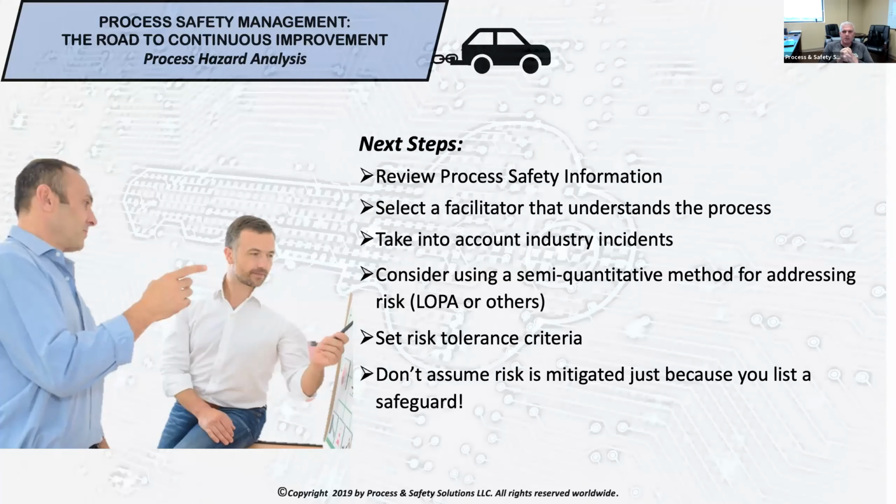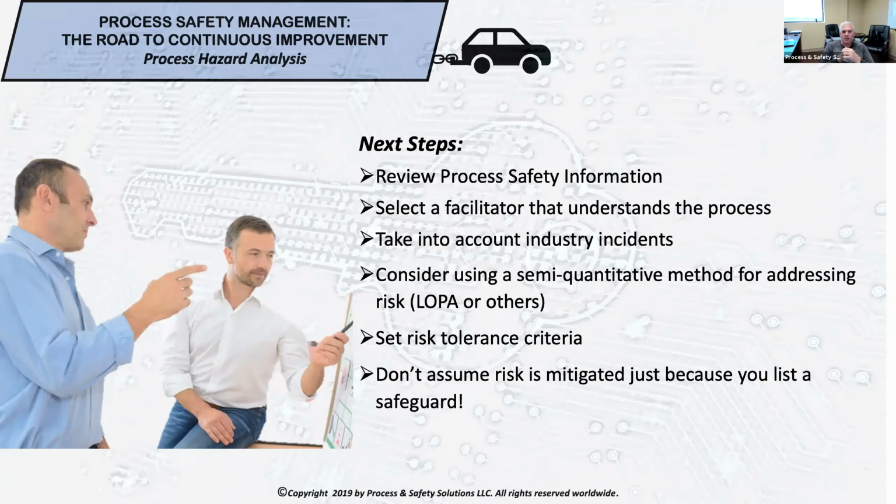Again, take into account industry incidents. Like I said, CSB is a great resource, but also API has some great resources as well that you can count on to get past industry incidents and those causal factors and root causes for those incidents. Also consider using a semi-quantitative method for addressing risks. For example, LOPA, and there's others out there, but LOPA, layers of protection analysis, is one that's predominant.